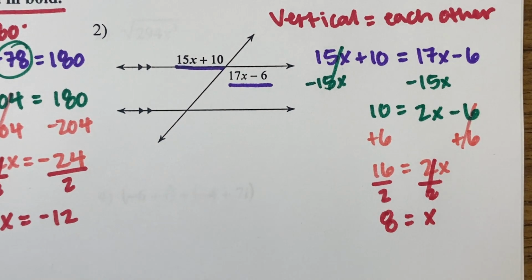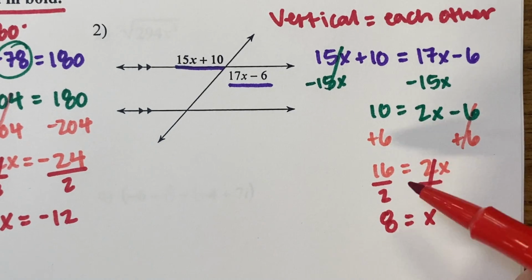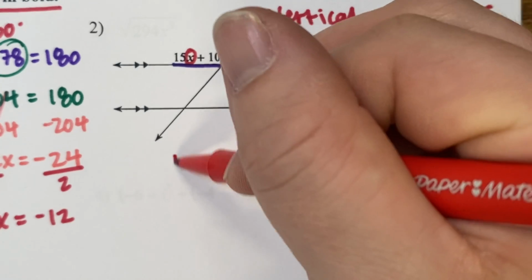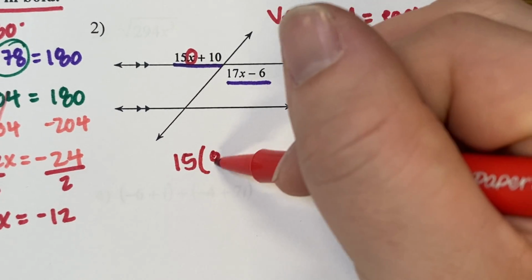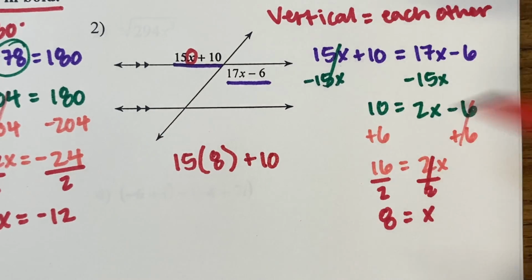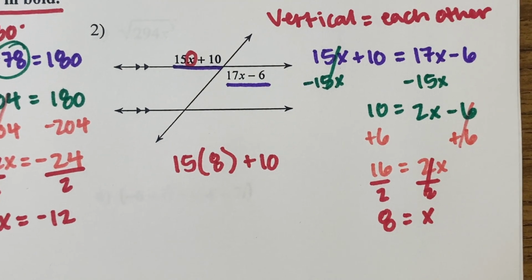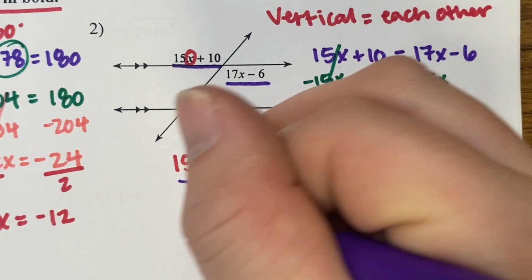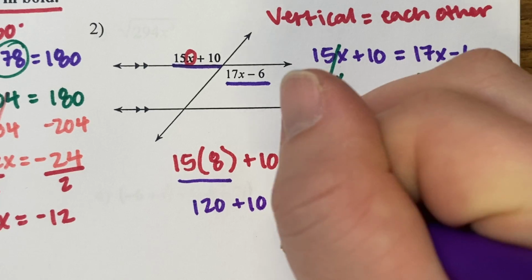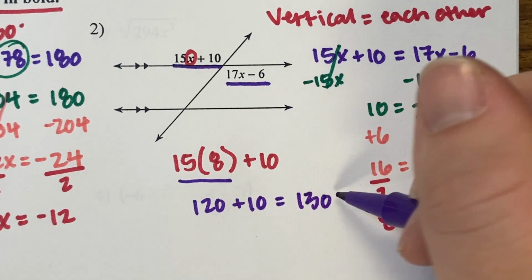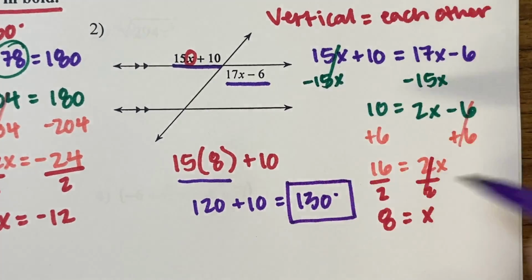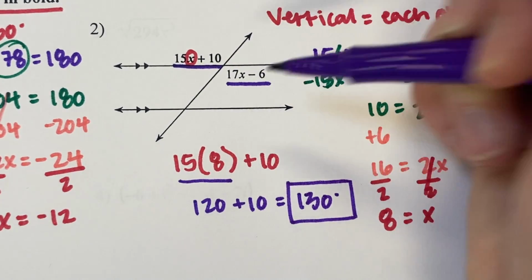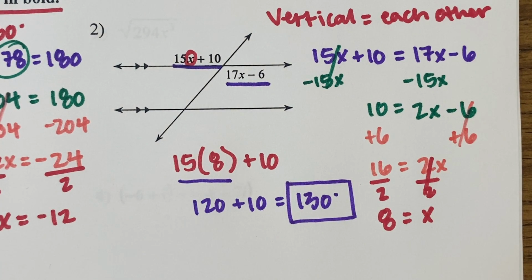Now again, that is not my final answer. I need to take that 8 and plug it in to where our x is in bold. So that's right there. So now my answer is going to be 15 times x, which we know is 8, plus 10. Well, 15 times 8 is, let's see, 120. 120 plus 10 is 130. So that is our final answer. We know that that angle is 130, which technically means the other angle is 130 as well.